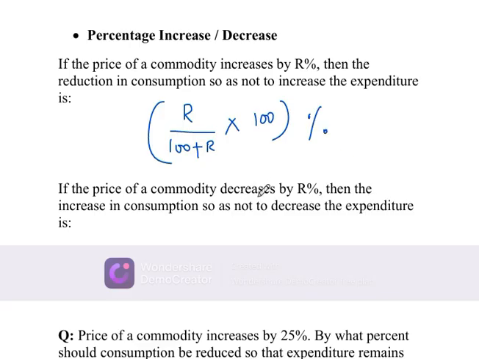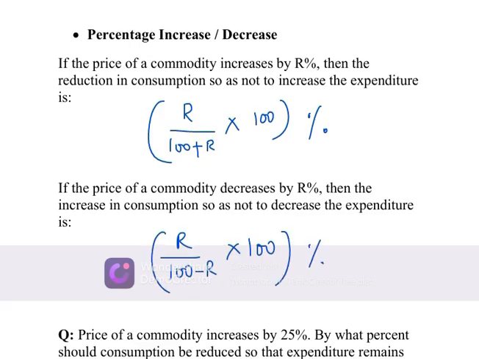Similarly, if the price of a commodity decreases by R%, then you have to increase consumption so that your expenditure does not decrease and stays the same. That is the same formula, but in case of plus you will do subtraction here: R upon 100 minus R, again into 100. So these are the two important formulas. Just apply the formula to get the answer.